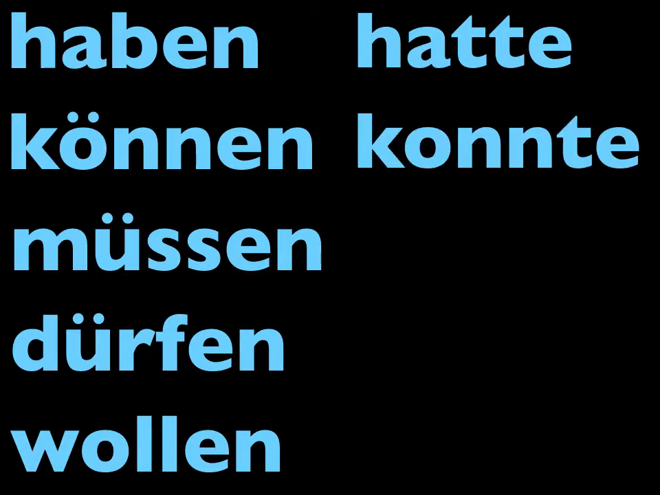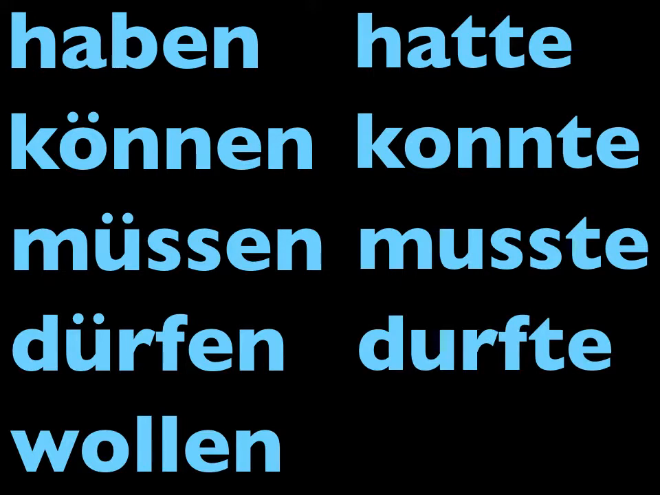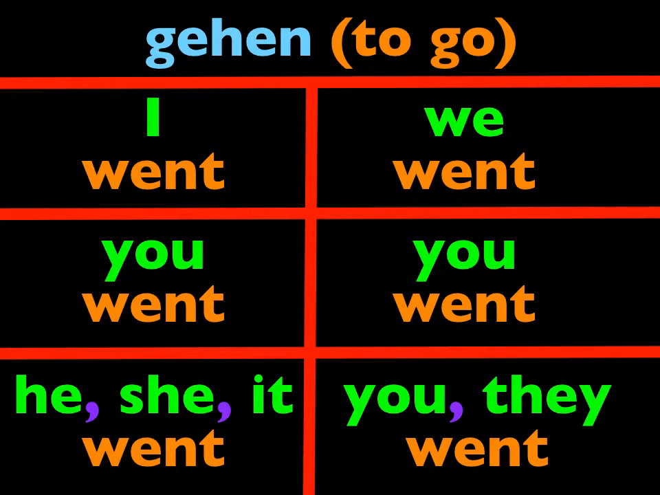And it's ich konnte, I was able to. Ich musste, I did have to. Ich durfte, I was allowed to. Ich wollte, I wanted to. Those 5 verbs are almost always in the imperfect tense, even in conversation.